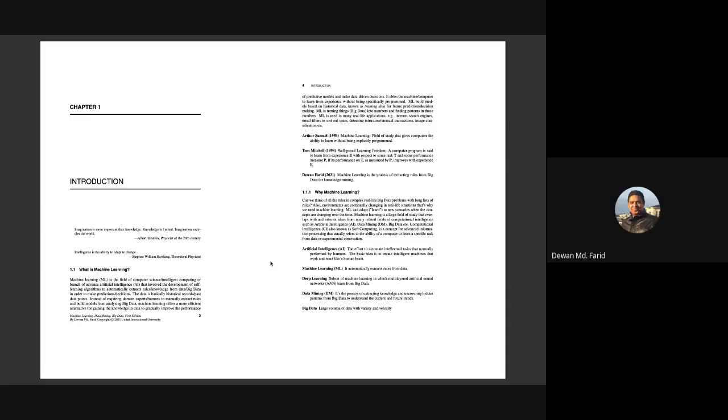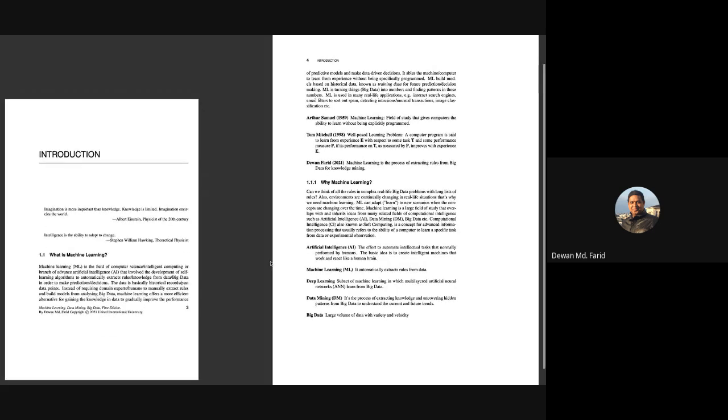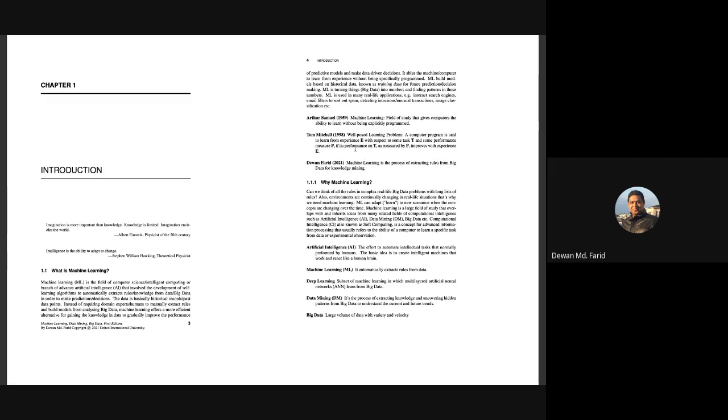But for machine learning, the rules will be extracted by the machine. If you look at the definition by Tom, which we already discussed in our first class, there are three letters: T, E and P. T is the task; the machine has to perform a task. E is experience. Initially, the machine doesn't have enough experience, so it will start learning to perform the task, and over time it will gather experience. And P is performance: the performance of the machine will improve with the experience. Is it clear to everyone?